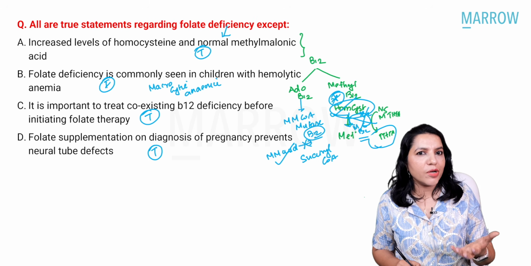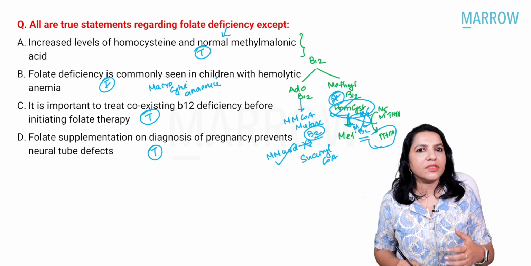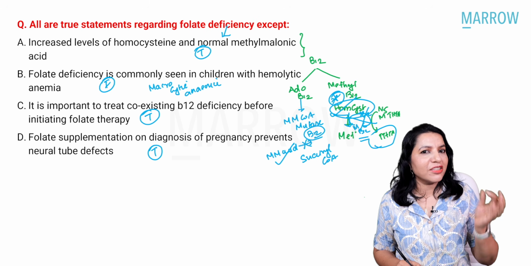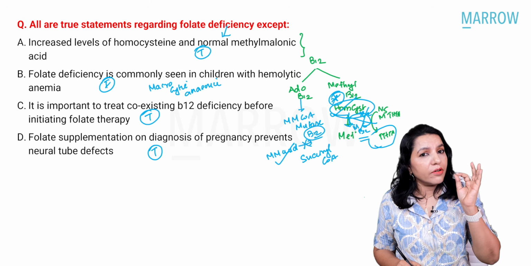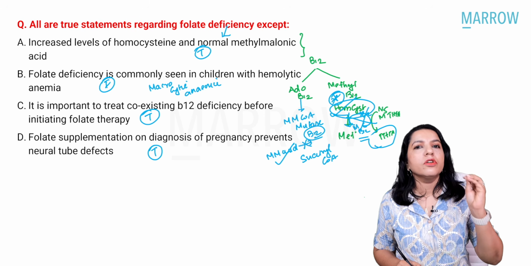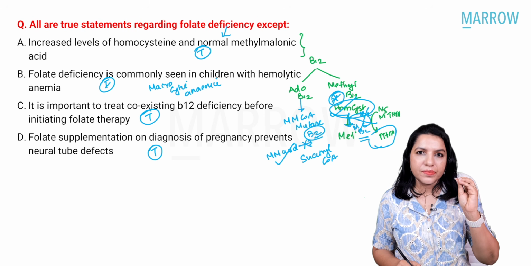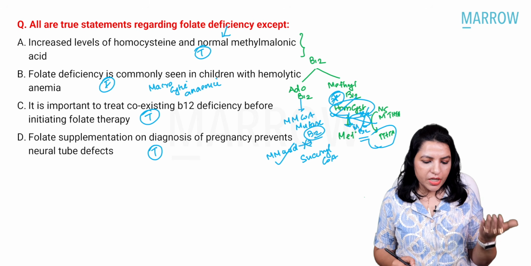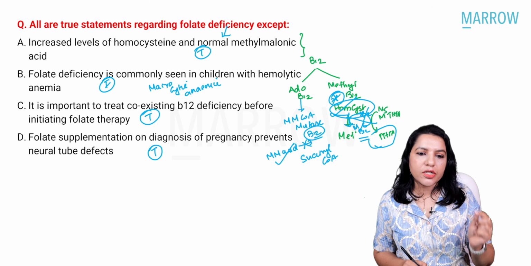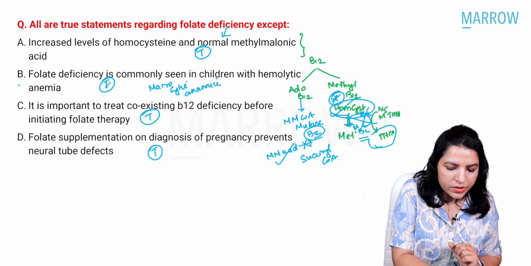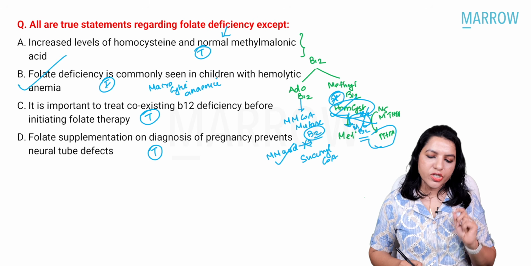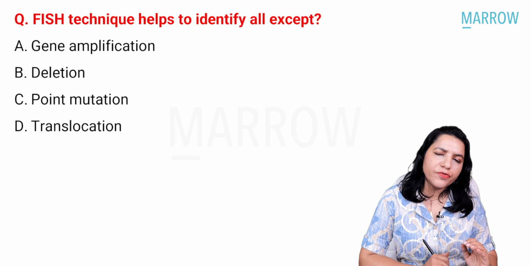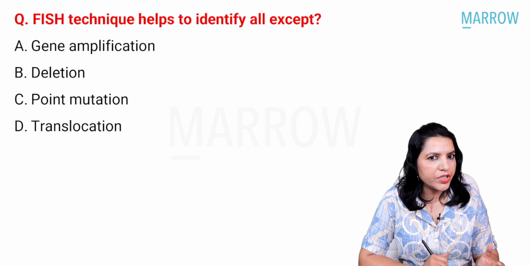If it is not possible, you should start the folic acid supplementation as early as possible. The ideal time, I should say, is when you are planning for a baby itself, you should start folic acid supplementation. Okay. So, again, that is a very correct statement that you all know. So, all the statements are true except the answer here: folic acid deficiency is commonly seen in children with hemolytic anemia. No.